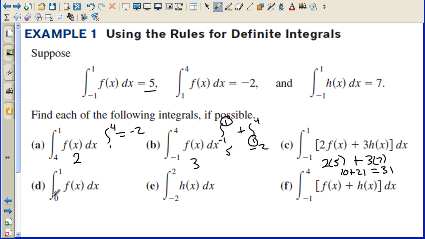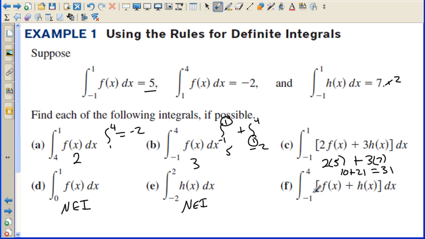In letter D, we are evaluating the integral from 0 to 1 of f of x, and from negative 1 to 1 is 5, and it is not half of that. We do not know if this graph is symmetric from negative 1 to 1, so not enough information. Letter E, from negative 2 to 2 of h of x, well, we don't know if this is symmetric, and we can't just double these. You can't do that. So this one is not enough information either. We don't have enough information to evaluate this.